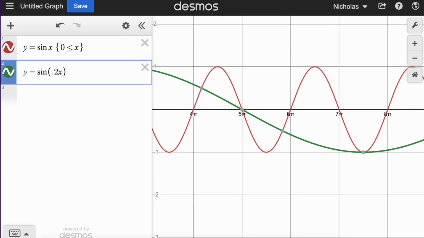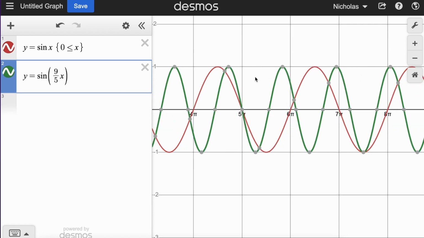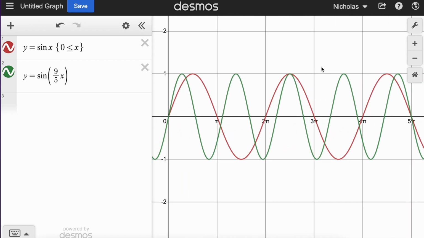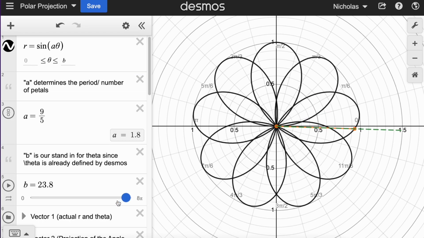So if I, what was this? 9/5, 1.8. So this should be cyclic over some period. You could calculate that out, but I don't feel like doing it this moment. Kind of looks like it's cyclic over 5 pi. So it takes me 5 pi to start repeating myself. Let's see if we can see that on the graph.